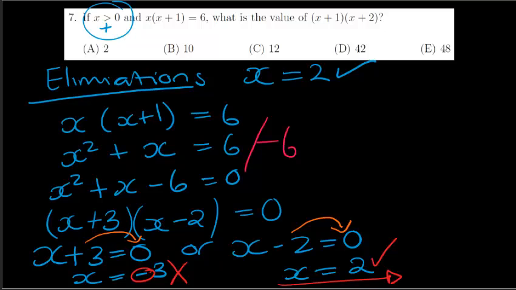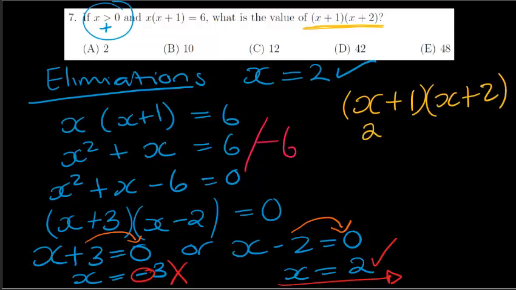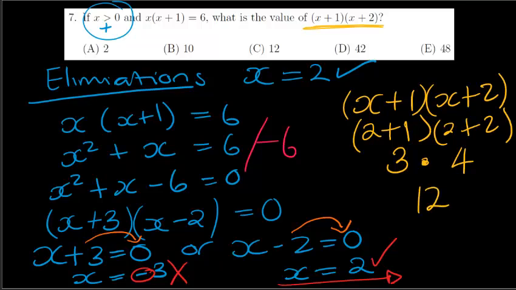But again, this does not answer my question. This is just getting the information in order to answer the question. So now that I know that x is equal to 2, the statement says, what is the value of (x plus 1) times (x plus 2)? So (x plus 1) multiplied by (x plus 2) is equal to (2 plus 1) times (2 plus 2). 2 plus 1 is 3 multiplied by 4, and the answer is going to be 12.